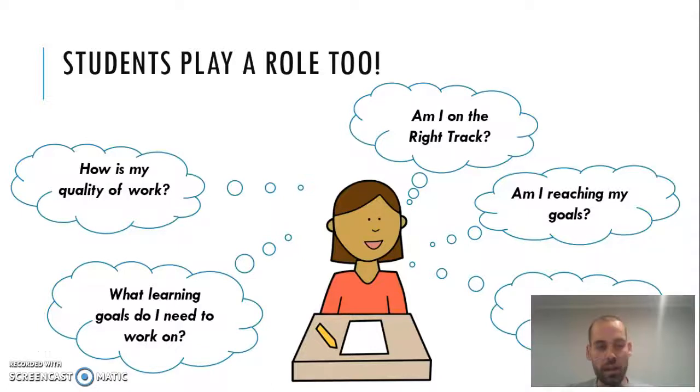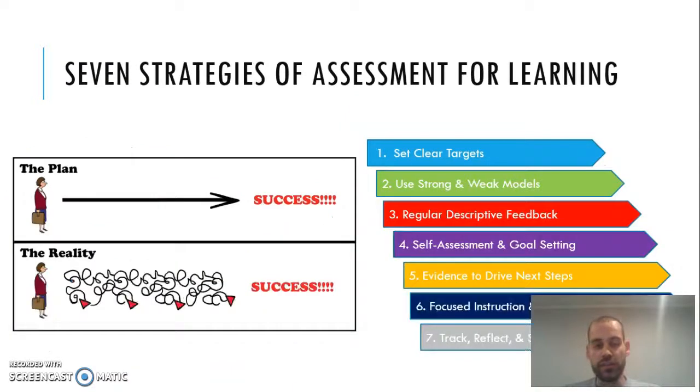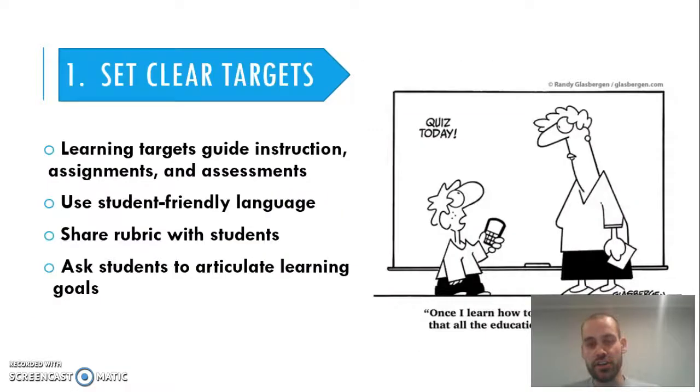Okay, looking at the quality of their work, identifying what learning goals they need to work on, identifying if they're on the right track, are they reaching their goals, and they should get the feeling that they're in control of their own learning. The 7 strategies of assessment for learning from Chapuis shows us that learning is not a linear process. They talk about some strategies that kind of help students succeed in the classroom, and that's what we're going to look at in the next section.